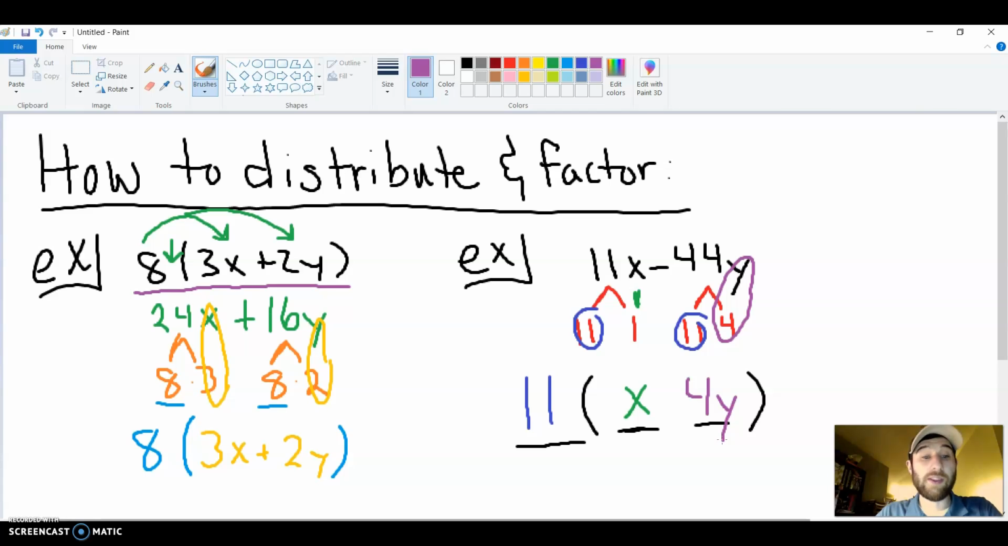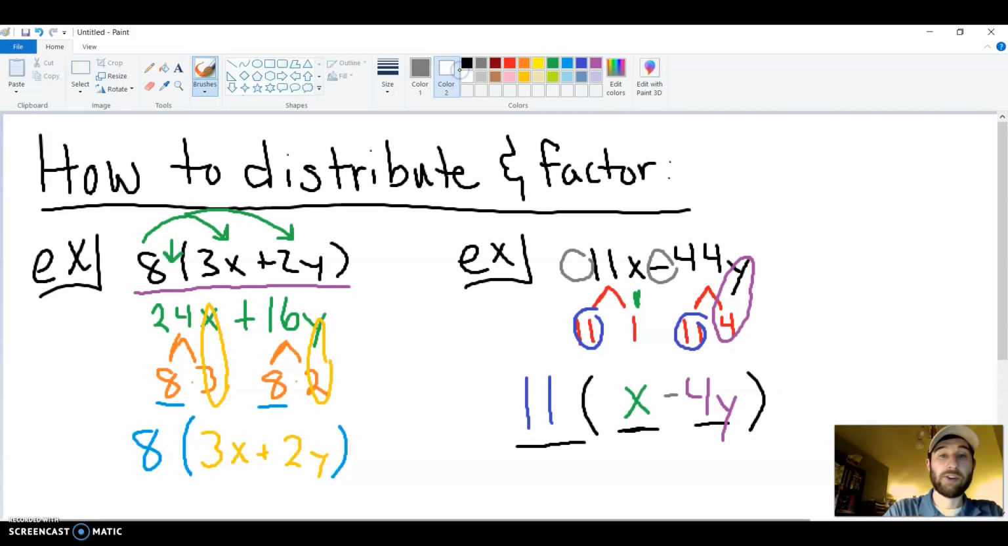Ladies and gentlemen, we really would be done right now except for one detail, and that one detail is our positives and our negatives. The x is positive, and we can take that for granted because the 11 was positive. This symbol out here, there was no symbol. It was just a positive 11x. So the x stays positive in our answer. But the 44 was negative. And so when we look at our answer here, after we've done our factoring and we pulled that 11 out to the front, that 4 is still going to be negative as a result.